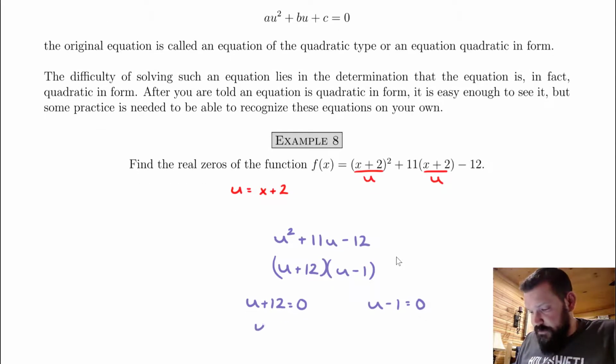So in this case I have u is equal to -12. And in this case I have u is equal to +1. Now that is not my solution because the original problem was in terms of x.